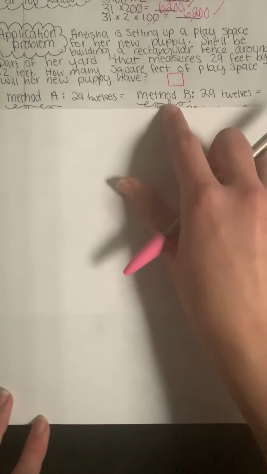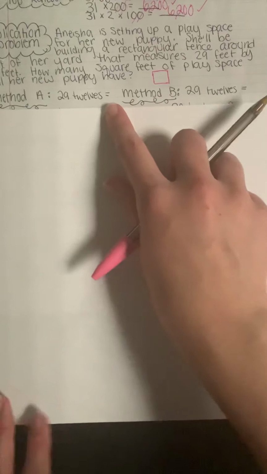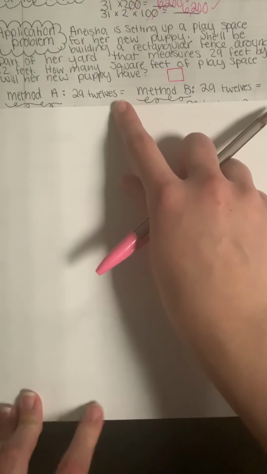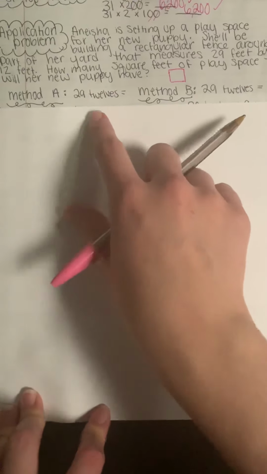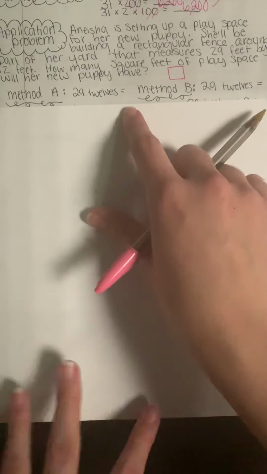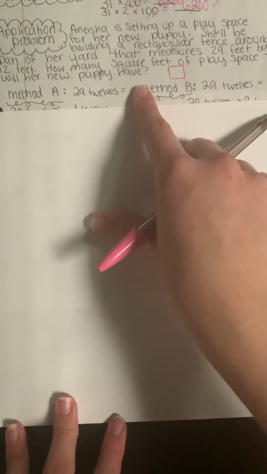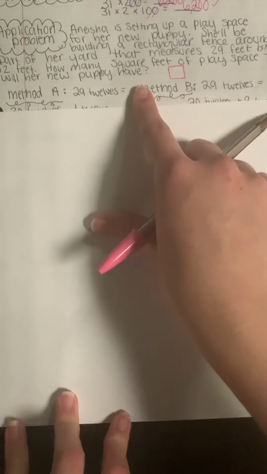So the first method that we could use, you'll notice I put method A on this side and then method B on this side, was I had to determine I'm multiplying 12 times 29. And another way I could say that is I have 29 12s. So I can break this 29 up into easier numbers to work with. And this is like using the distributive property.